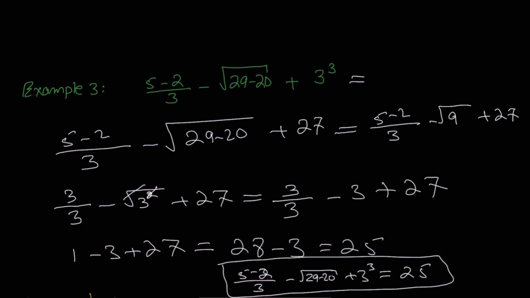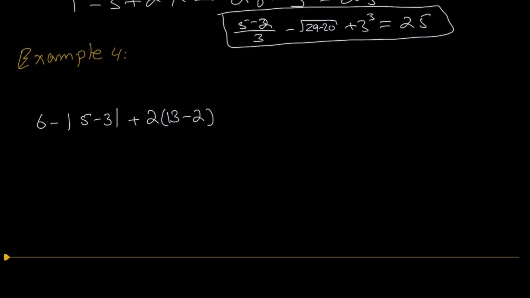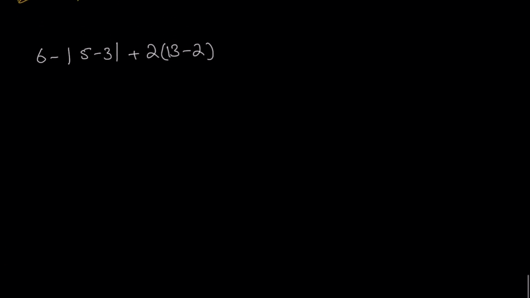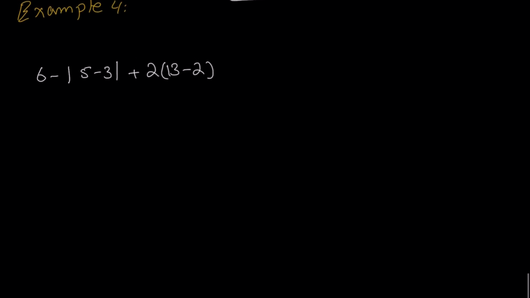Okay, so let's move on to the fourth example. I hope you guys are ready. Okay, this example number 4 is actually having an absolute value, and it has parentheses also. So let's find out this.